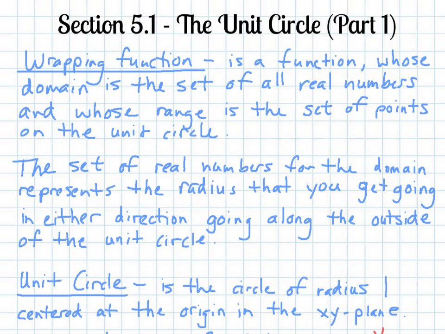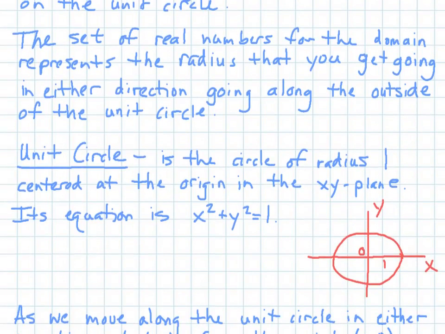This is a function whose domain is the set of all real numbers, and whose range is the set of points on the unit circle. You know what the unit circle is. It's this thing right here. So what they're saying is we're going around. It's wrapping, because it's wrapping around itself, going around and around.